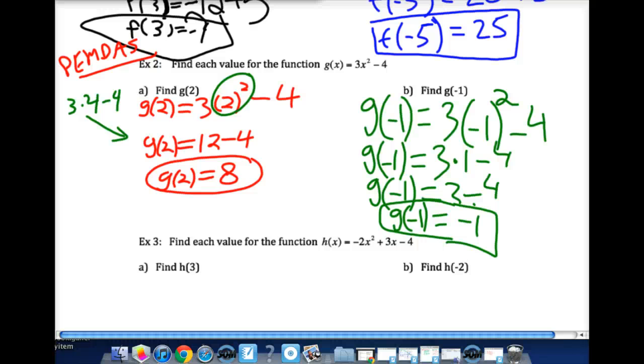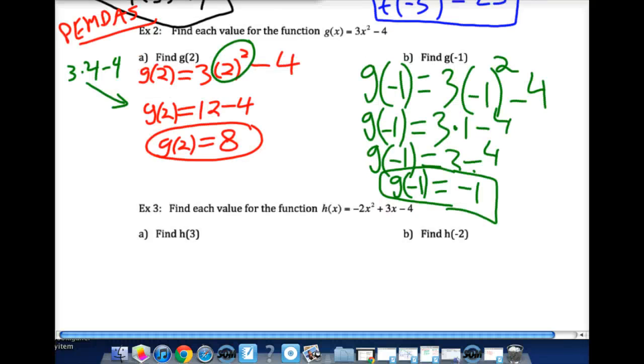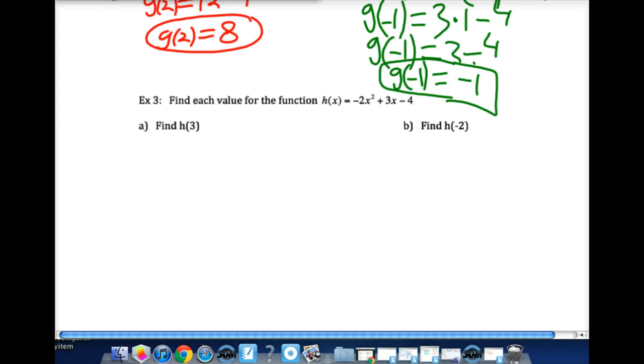It's 3 minus 4. 3 minus 4 is negative 1. That's tricky. This stuff's tough. Okay? All right, now the really hard one. We kind of did it. We did an easy one. We did a medium one. Now we do a really hard one.